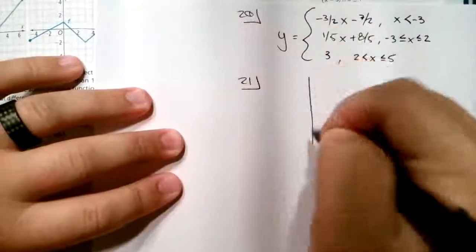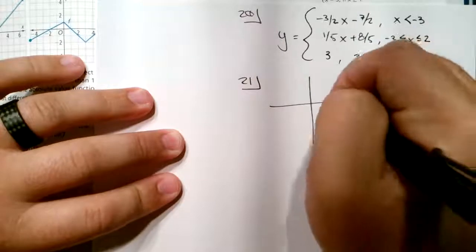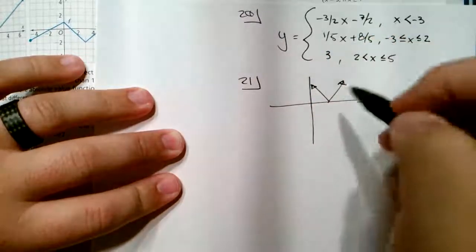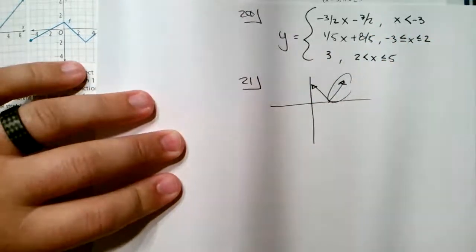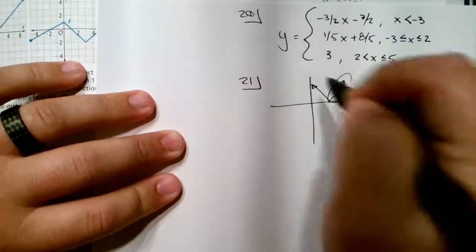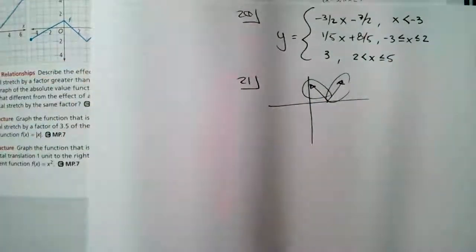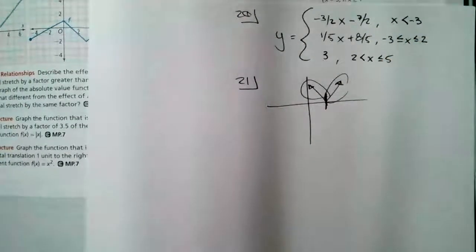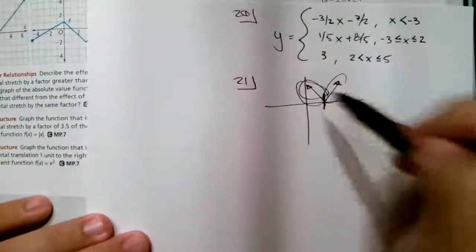21, can every transformation of the absolute value function also be written as a piecewise defined function? So if they give you an absolute value function, can you write that as a piecewise function? Yeah, I would think so. The graph of every absolute value function has two pieces, right?